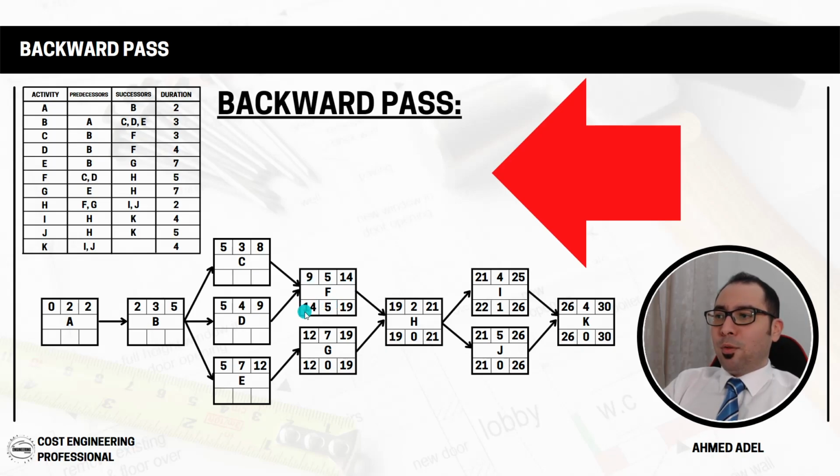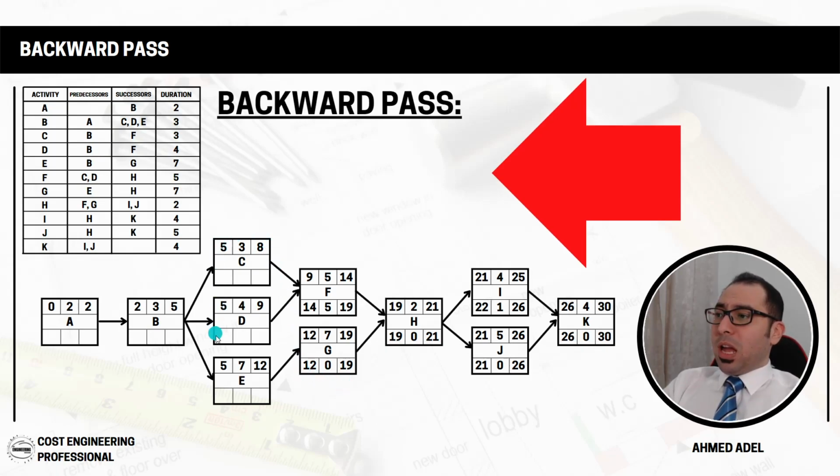And how do I get the 14? Again, the finish minus the duration will give you the start. So the late start here is the late finish, which is the 19 coming from here. 19 minus 5, that's 14. And 19 minus 7, that's 12.